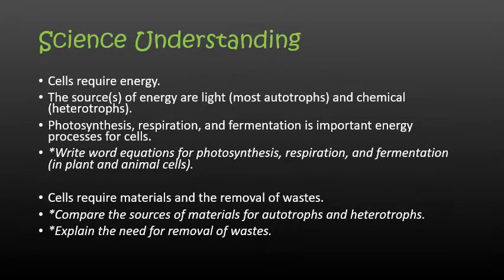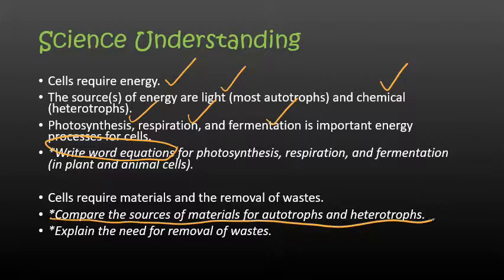Hopefully from this video you now understand that cells require energy and that the sources of energy are light and chemical. Hopefully you now understand that photosynthesis, respiration and fermentation are important processes for cells to be able to gain energy and that you can write the word equations for each of these. Hopefully we also know that cells require materials and the removal of waste and that you're able to compare the sources of materials for autotrophs and heterotrophs and explain why they must be removed.